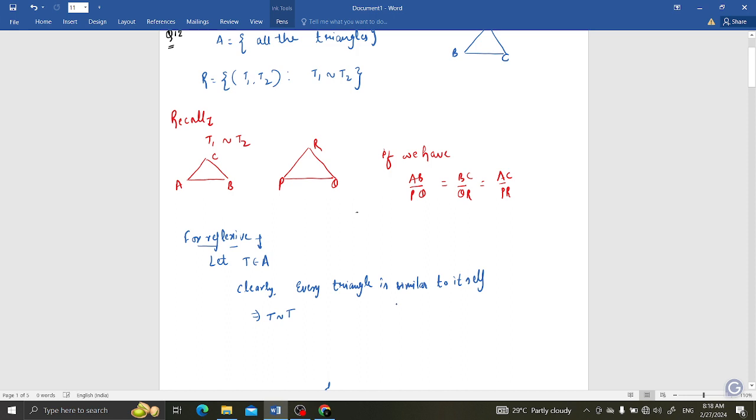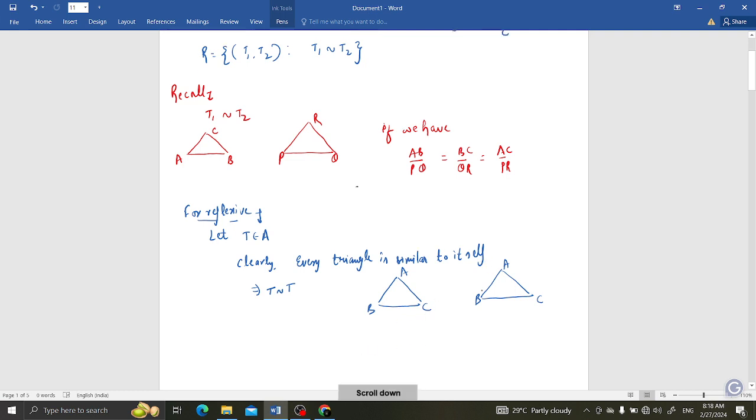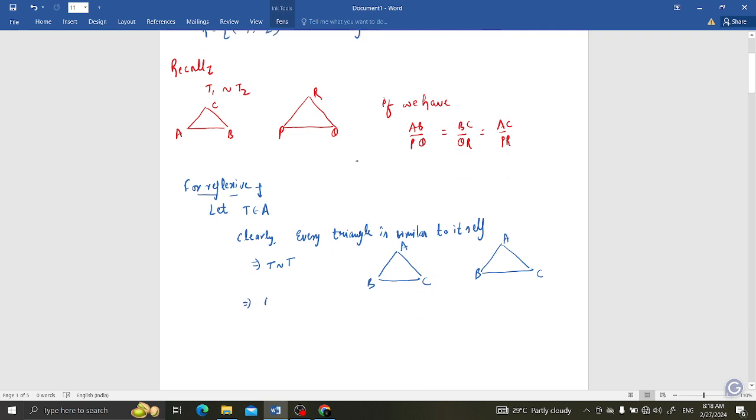Why so? Because you can observe now. Suppose T is like that, A, B, C, and also the same triangle, A, B, C. So AB upon AB, AC upon AC, BC upon BC have ratio 1, and as they are in the same proportion, so we can say yeah. So implies T comma T belongs to R. It means every element of A is related to itself, hence R is reflexive on A.